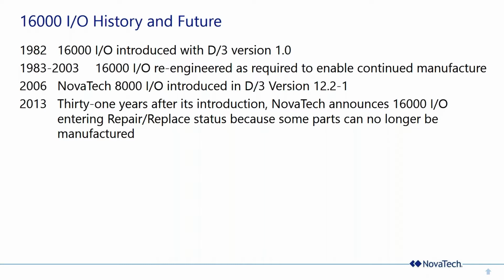2013, 31 years after its introduction, NovaTech announced the 16,000 I/O was entering the repair and replace status because we could no longer get some parts, and it no longer made sense to re-engineer the I/O. So some of the 16,000 I/O components we did last time buy, some of those we've actually run out of and no longer have. Some we have limited parts for repair and replace.